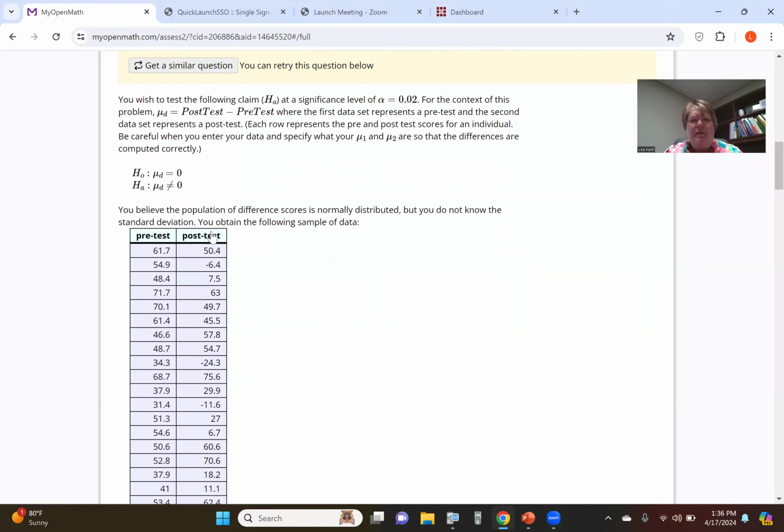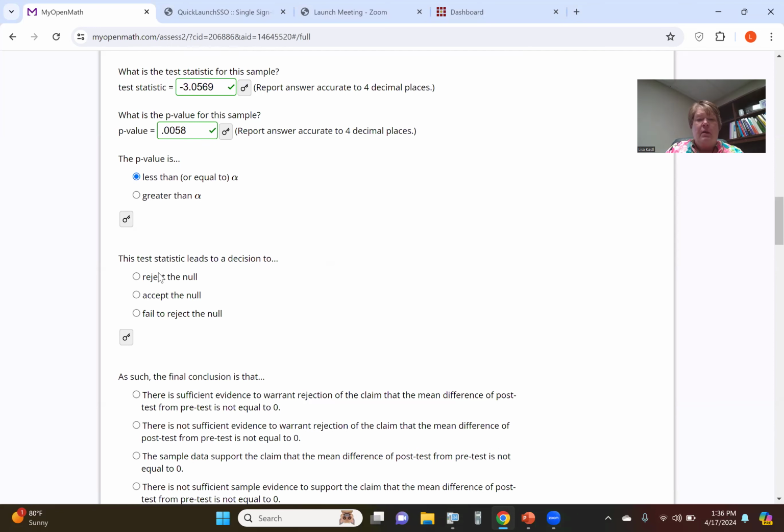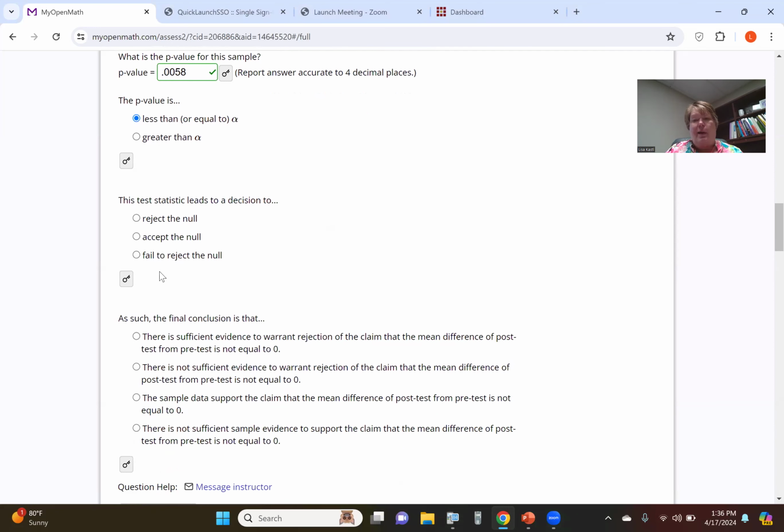Well, what was my alpha? My alpha is 0.02. So that p-value, 0.0058, is less than my preset alpha. So it is less than or equal to alpha. And so what am I going to do? I'm going to reject the null hypothesis. If the p-value is less than the preset alpha, if the p is low, the null must go. So I'm going to reject the null hypothesis.